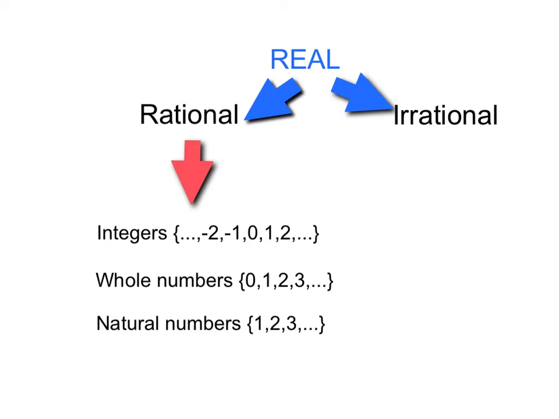Now the integers include the whole numbers, 0, 1, 2, etc., and their opposites. So the integers include -1, -2, -3, etc., all the way in the negative direction. All right, so those are our real number categories.